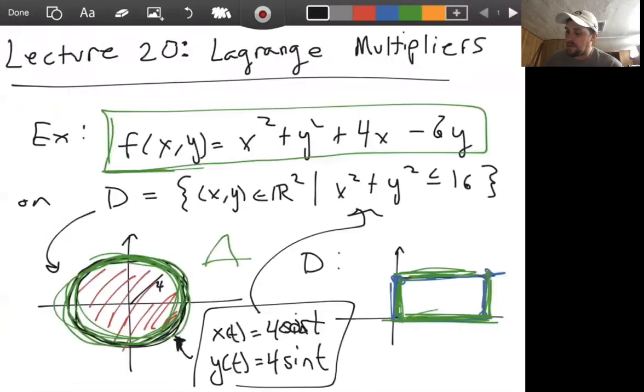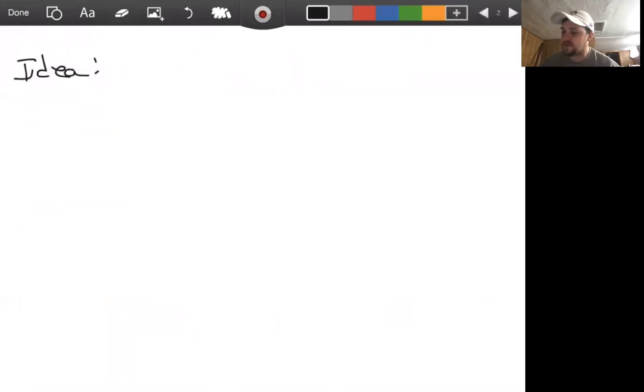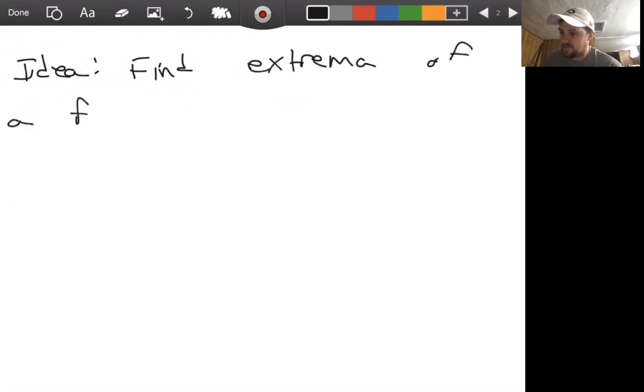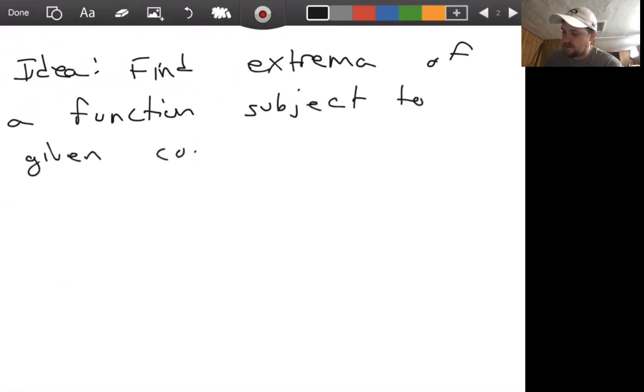So the idea is that instead of parameterizing boundaries and curves and then plugging into the function, we can find extrema of a function subject to given constraints, or let's say a given constraint. Let's just work with one for now. But in general, we could have more than one constraint.